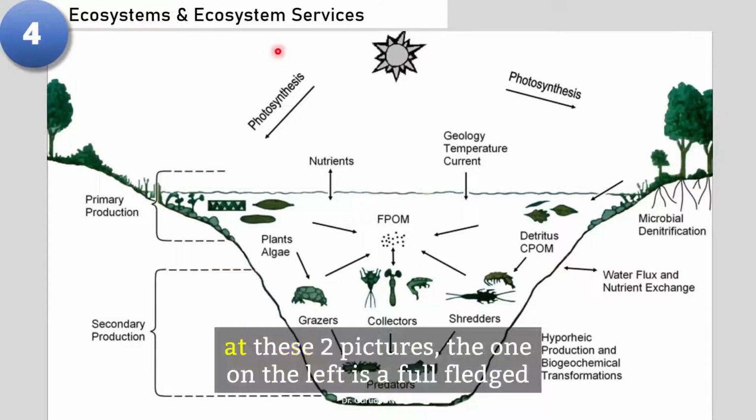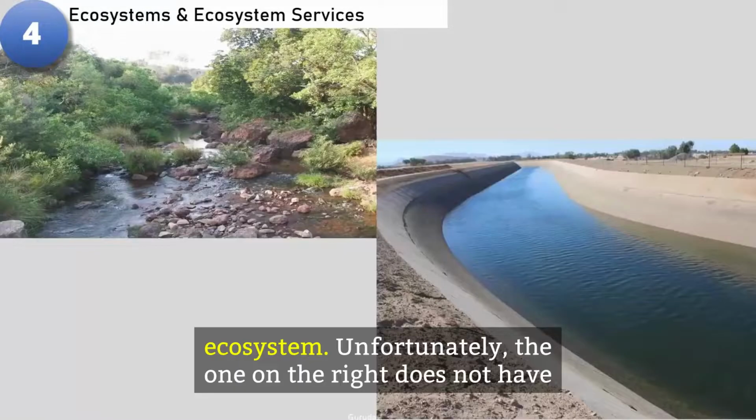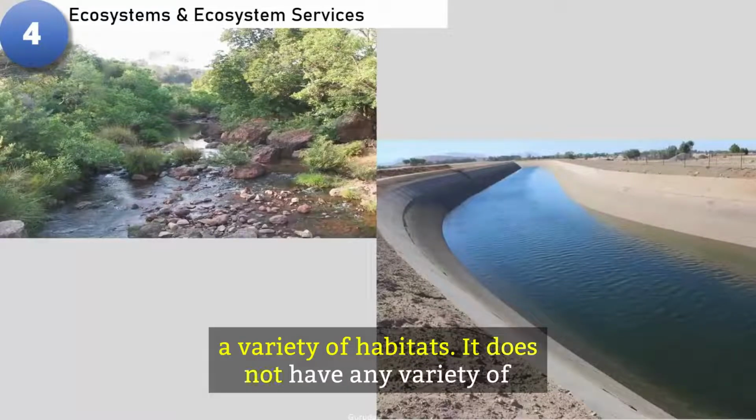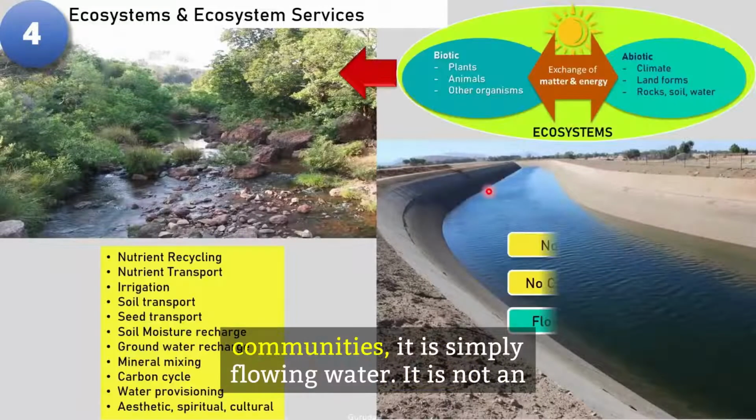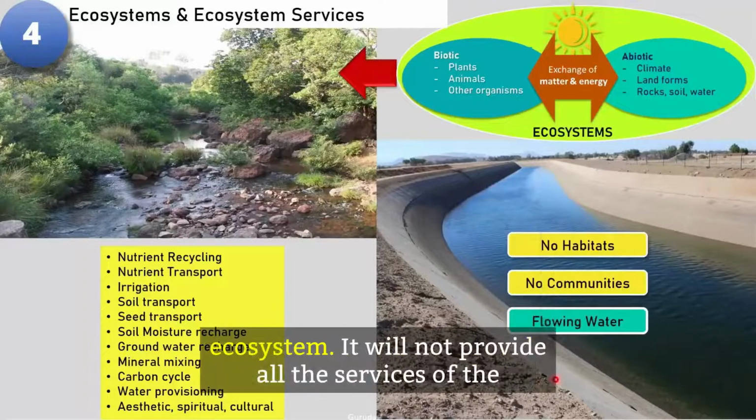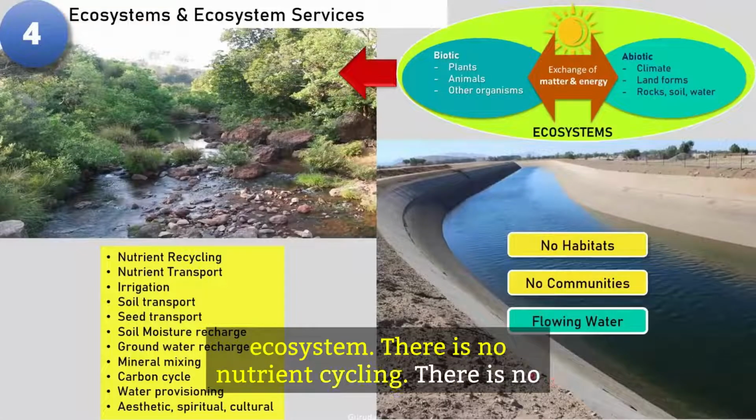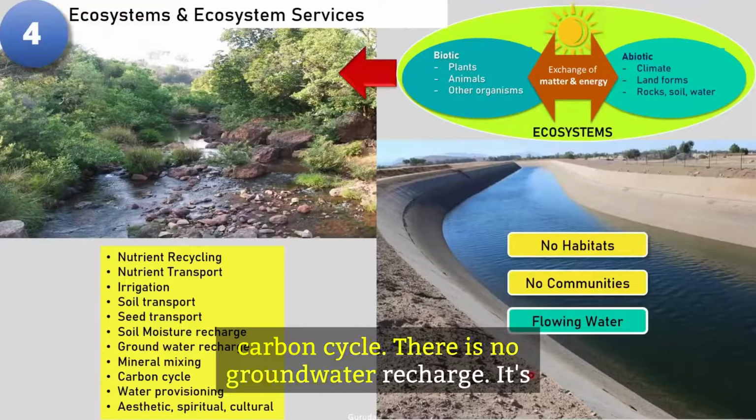So if you look at these two pictures, the one on the left is a full-fledged ecosystem. Unfortunately, the one on the right does not have a variety of habitats. It does not have any variety of communities. It is simply flowing water. It is not an ecosystem. It will not provide all the services of the ecosystem. There is no nutrient cycling, there is no carbon cycle, there is no groundwater recharge.